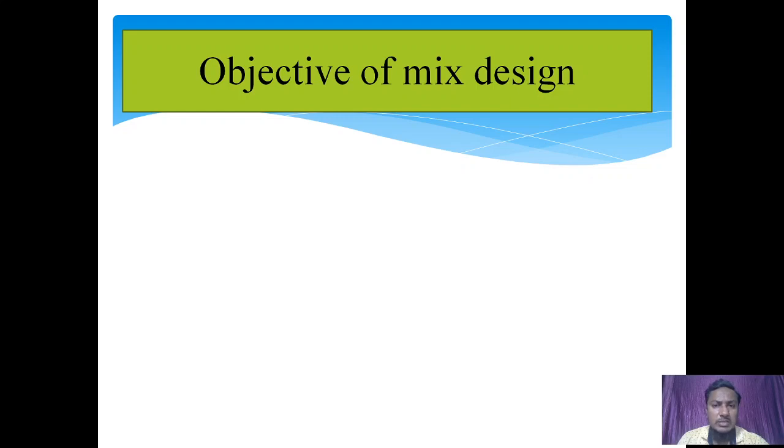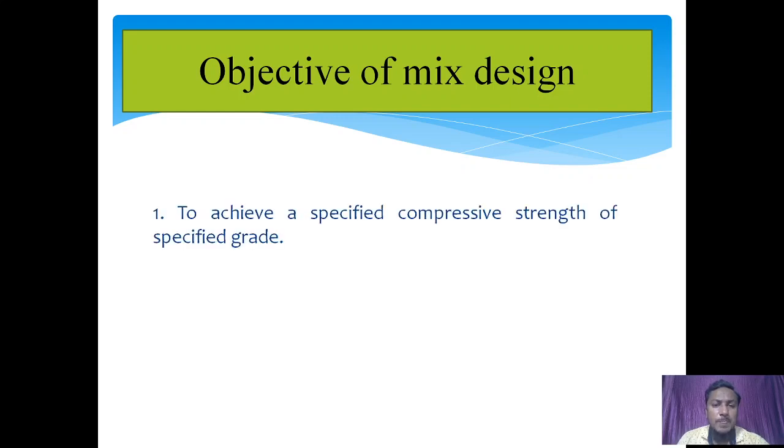of this mix design? So first one, to achieve a specified compressive strength of a specified grade. Suppose you want to design M20 grade of concrete, then you have to achieve 20 Newton per mm square compressive strength after 28 days of curing. That is one of the objectives.